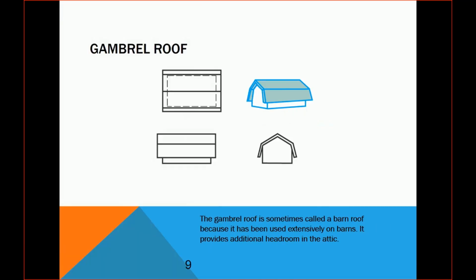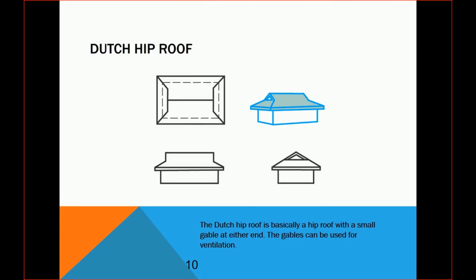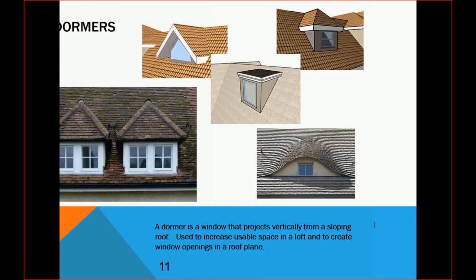Gambrel roof, I think I've mentioned before, is kind of the barn roof. It's not my favorite roof. It has two pitches on it. It typically has a higher pitch and then it goes to a lower pitch. This can make for some nice spaces up in attics. The Dutch hip reminds me of Pizza Hut, the way Pizza Huts used to be. You start with a hip and then it has a small gable in the end of it. It just gives it a different look to the building.